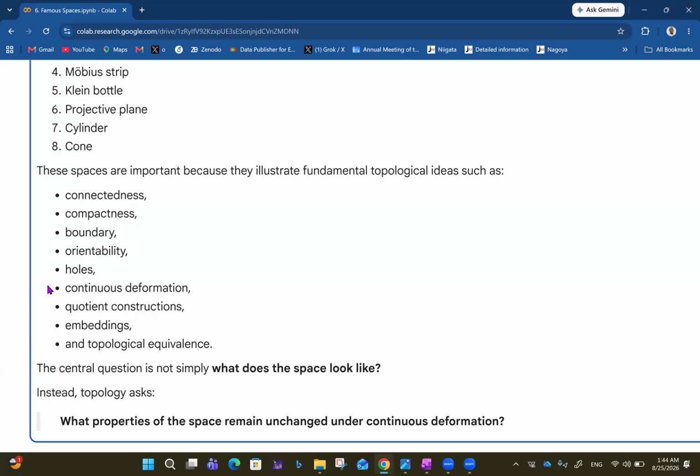Then the central question is not simply what does the space look like. Instead, topology asks what properties of the space remain unchanged under continuous deformation. And we also agree that deformation is something like bending, stretching, compression, twisting, which are allowed topological actions. But things like tearing and gluing are not allowed as topological actions.